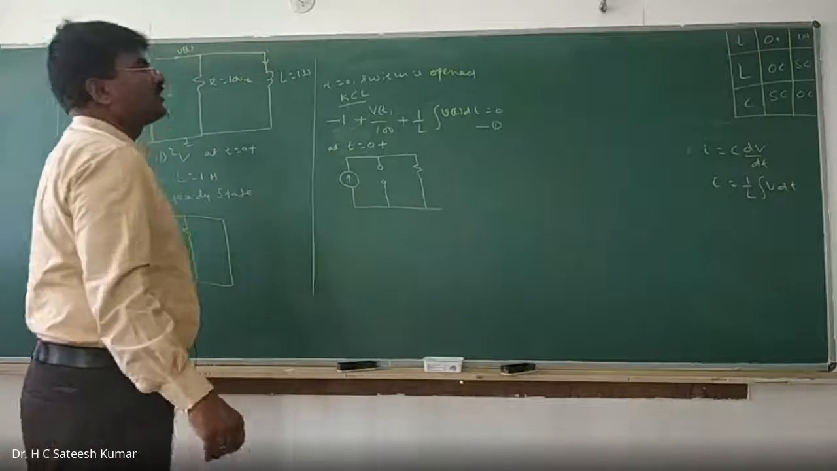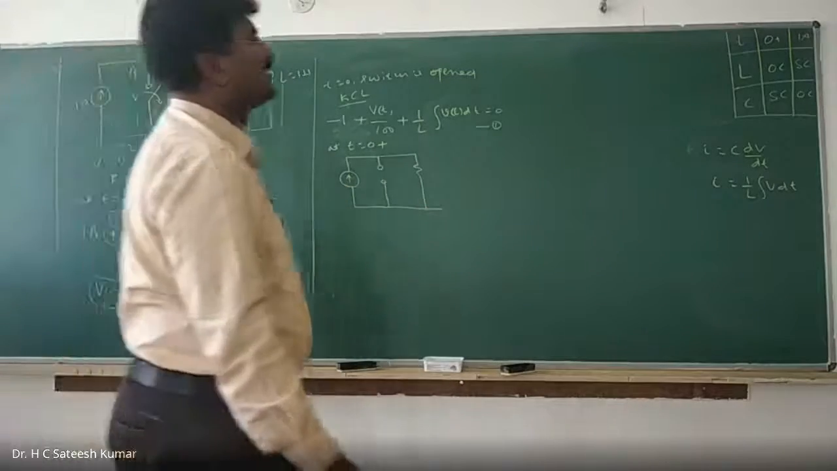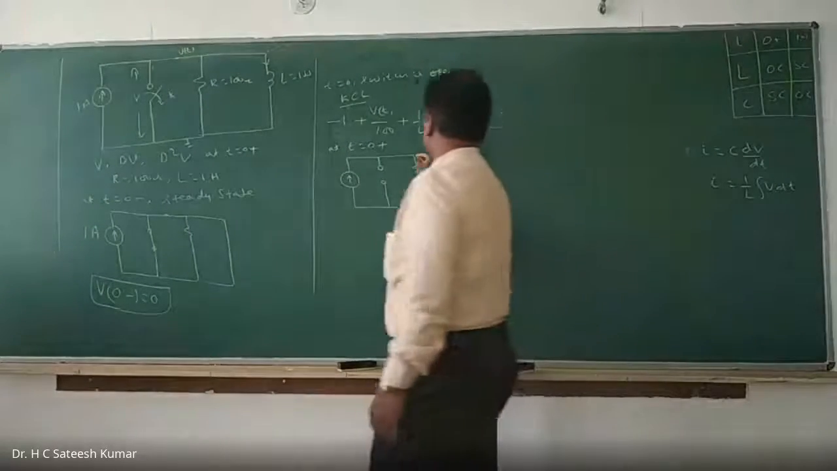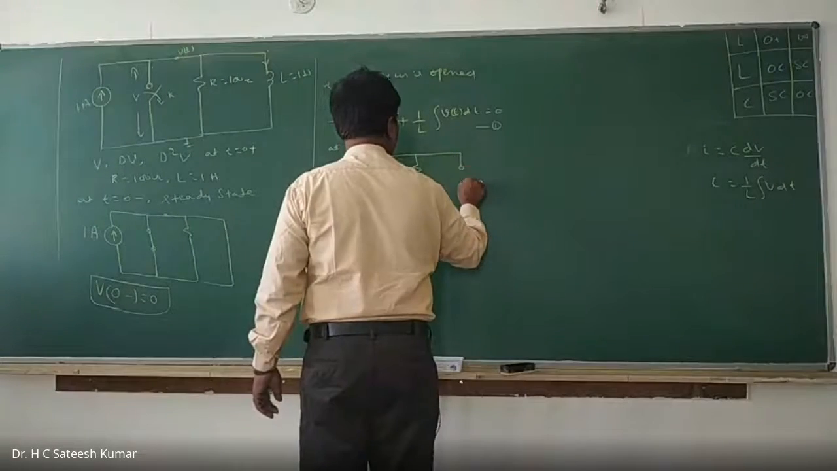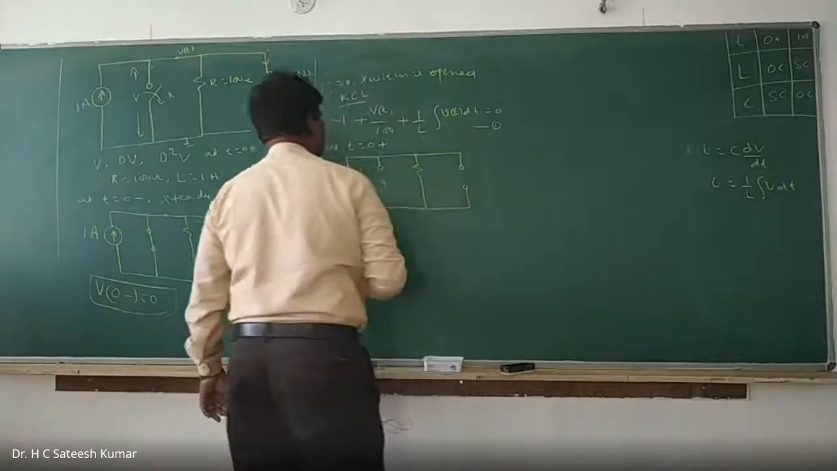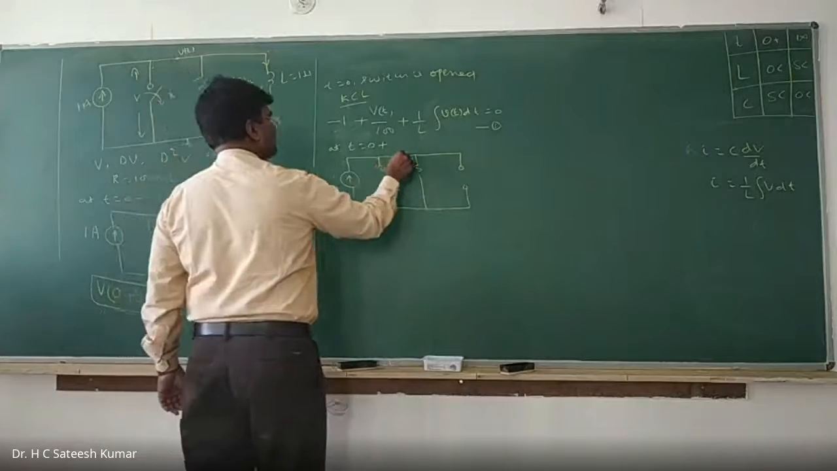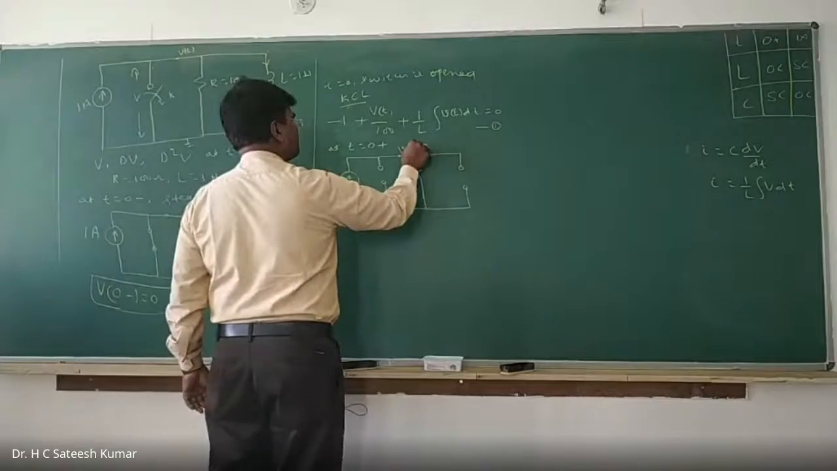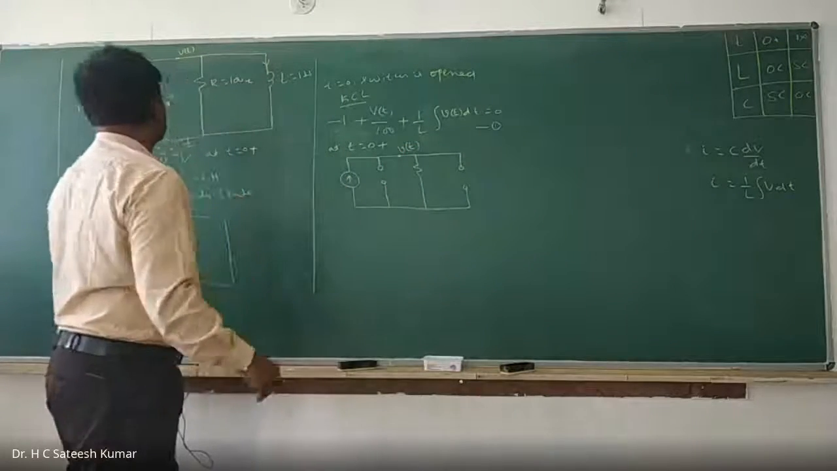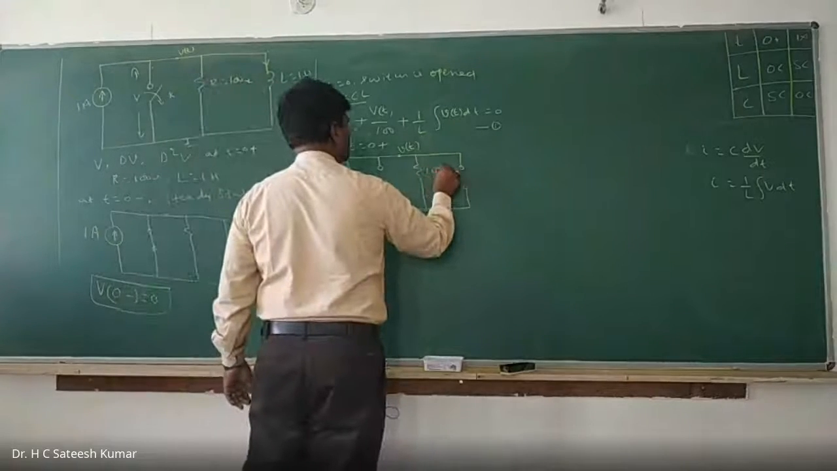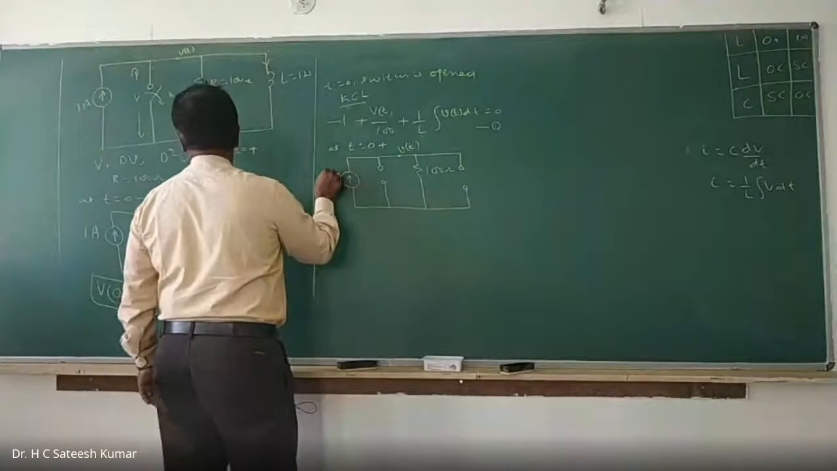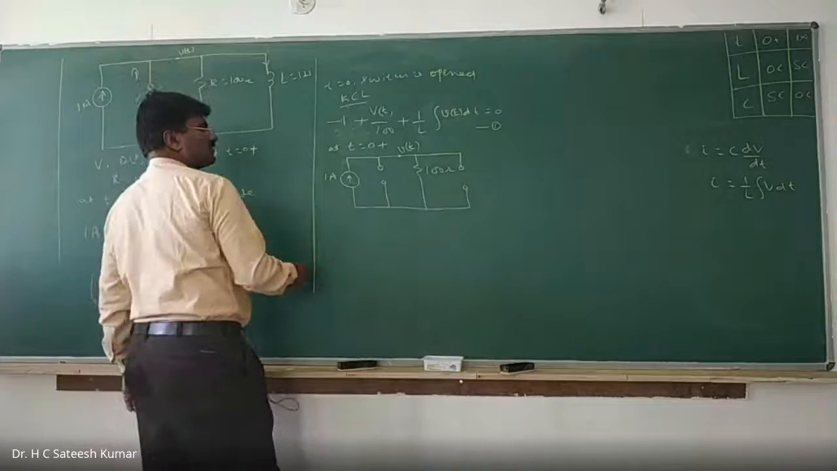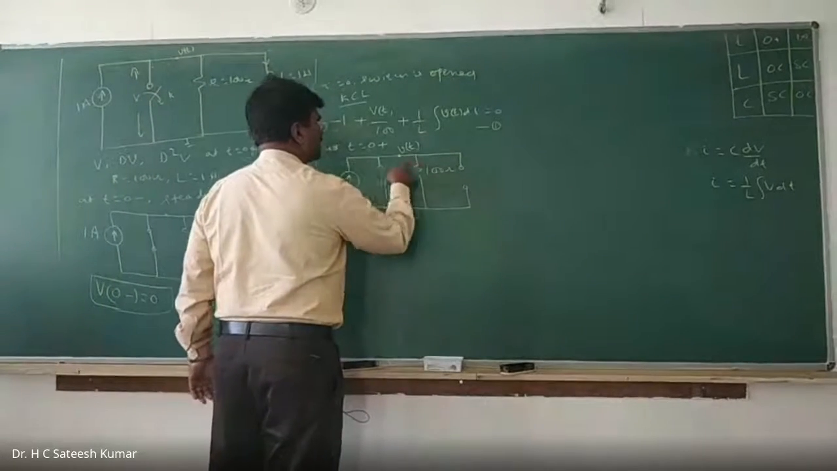Okay. And at t is equal to 0 plus, the inductor acts like what? It becomes open circuited. So this is your V of t. This is your resistance, 100 ohms. This is your current, 1 amp. Therefore, at t is equal to 0 plus, this is open circuited, this is also open circuited.